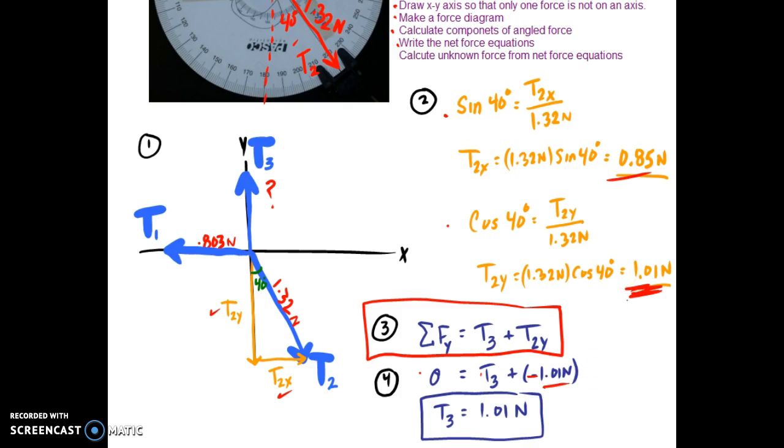So this is just an example of force diagram and components, using trigonometry to calculate the components, and using the net force equations to calculate an unknown.